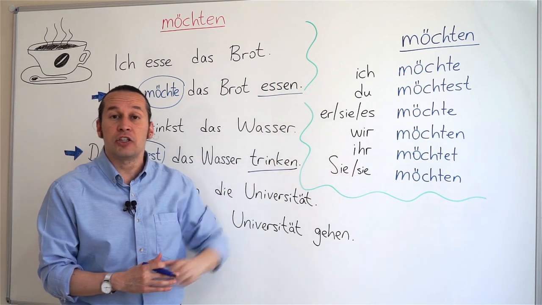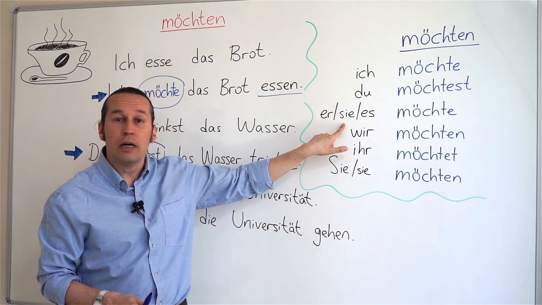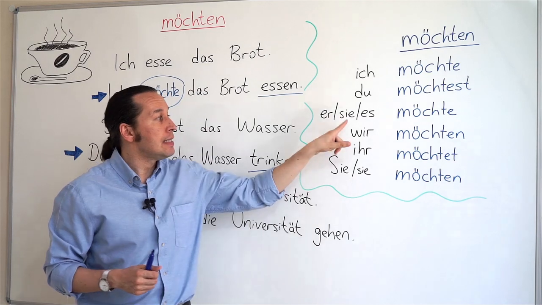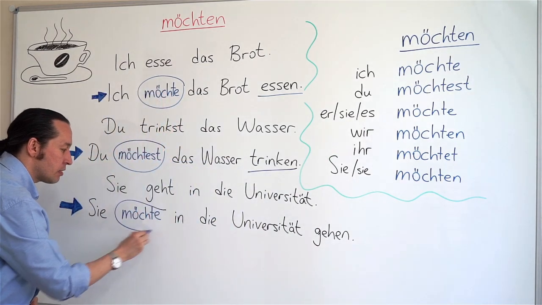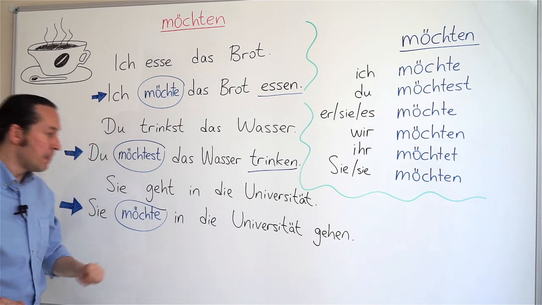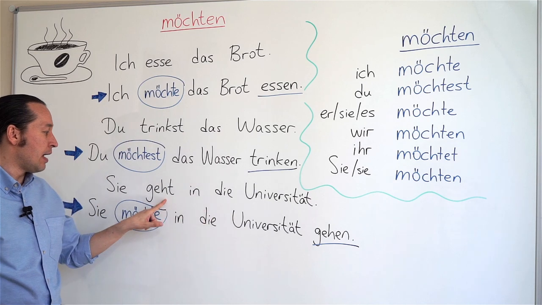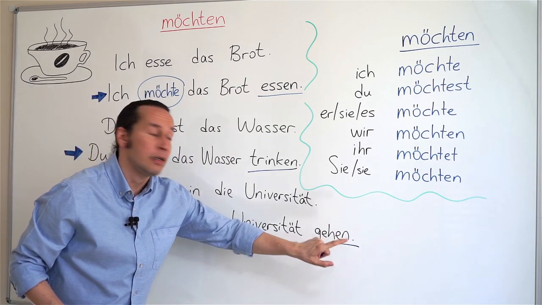As we see here in the chart, this is the third singular form. So we need to look here. And this is conjugated as sie möchte, right? Sie möchte. Here we have möchte in the second position. And gehen, the infinitive of gehen, right? Infinitive, and in the ending, gehen.